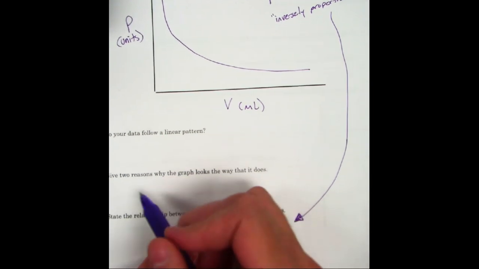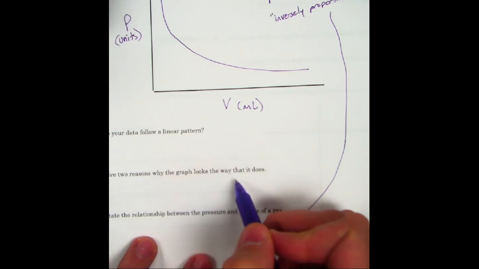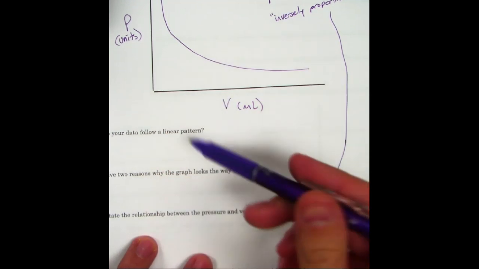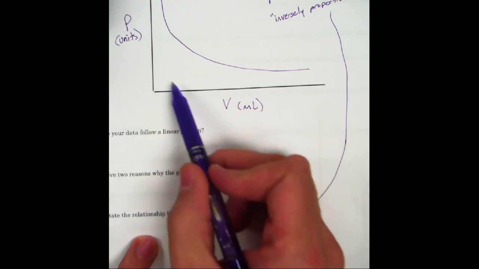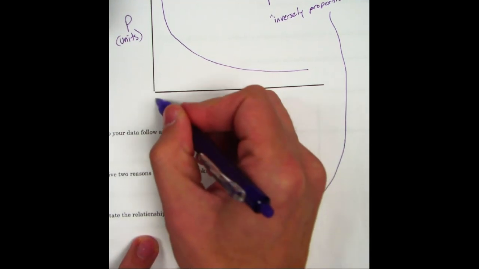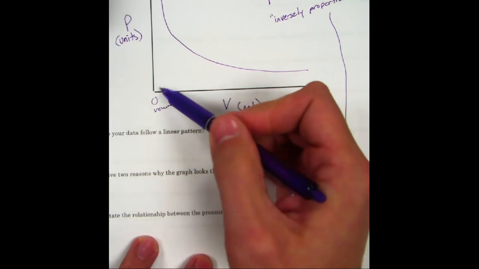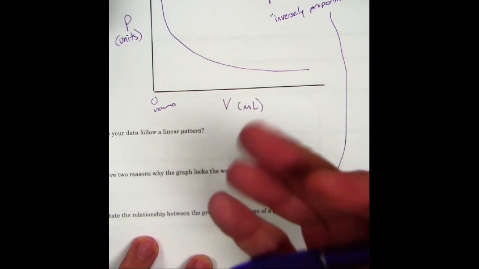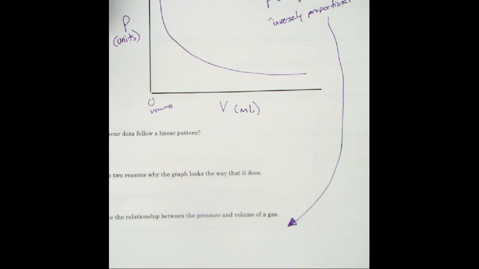We said also in class in our discussion that there were two reasons why this graph looks the way it does. One has to do with this mathematical relationship, and the other has to do with the fact that if you have zero volume, it would make sense that, if you have a system that's worth measuring, like you have any particles at all, then you should never have zero pressure, right?